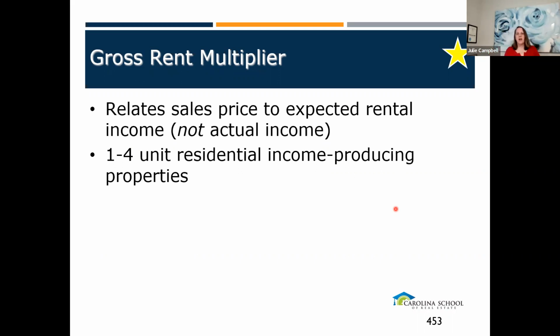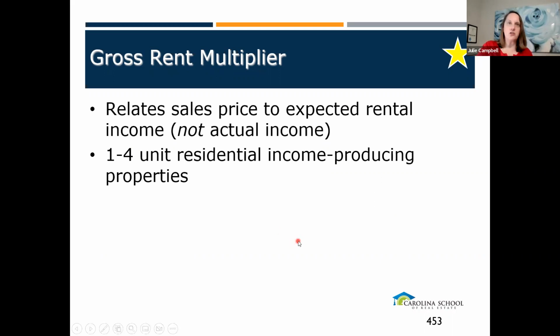What the GRM tells the investor is, how long will it take me to get my money back? What's the one thing that the investor cares about? Same thing with the lender, isn't it? The lender is an investor. What do they care about? Their money. So before an investor starts buying investment property, they want to ask, how long is it going to take me to get my money back? And the GRM can help them determine that.